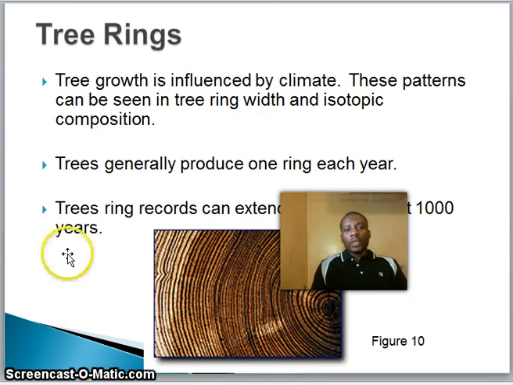We can also look at tree rings, which generally give us patterns on what the Earth's climate looked like. As you can see, each ring here represents a particular period in the growth of the tree, which usually responds to the climate existing at the time.